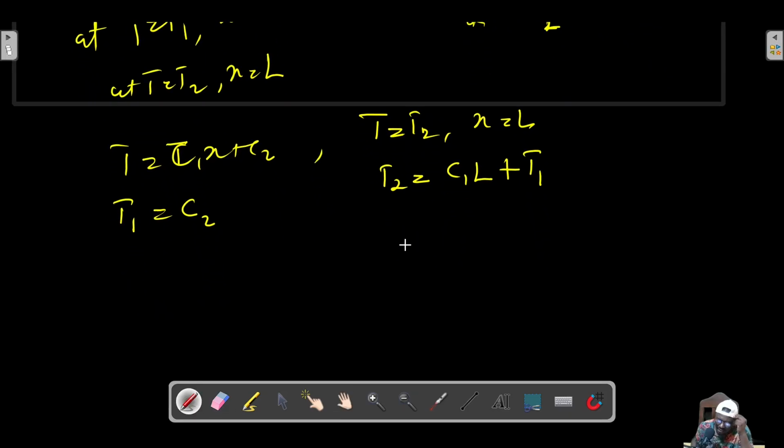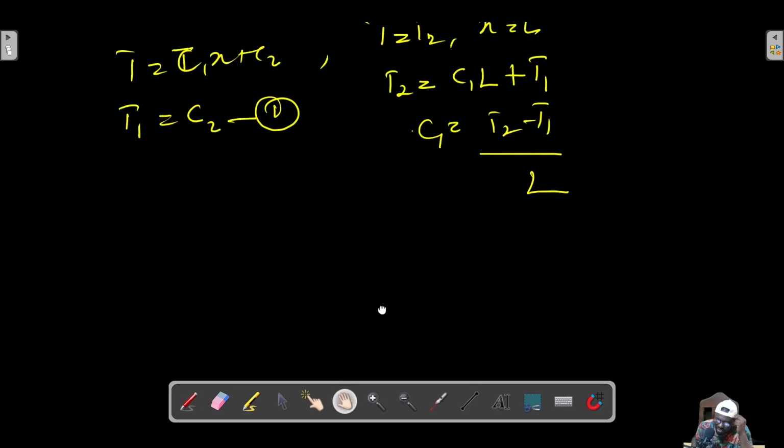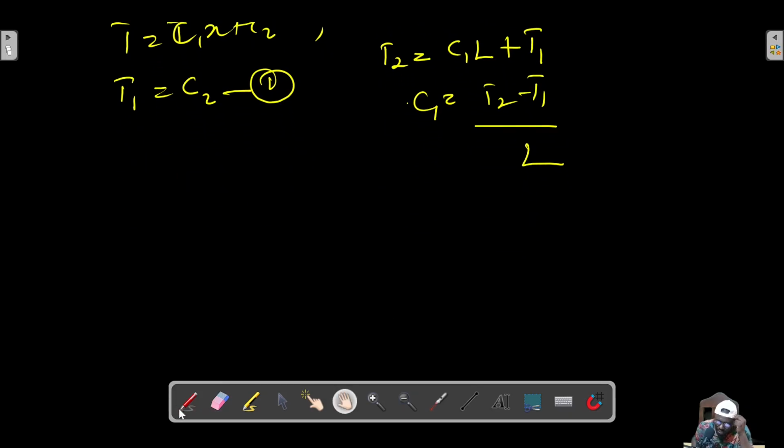Then I can say from here, I know this particular constant, and I'm finding C1 as well. C1 is equal to T2 minus T1 on L. Now, what do I do next? Then I know the equation. I can substitute them inside.